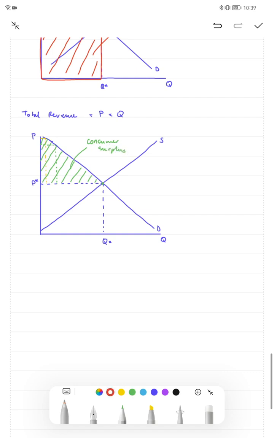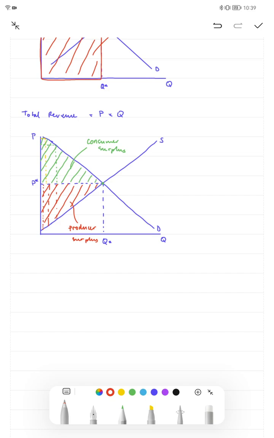Every producer as well. So this producer is willing to sell it for a very low price, but he manages to sell it for more. So that's a benefit to him. If you're willing to sell something for $1 but actually end up selling it for 10, that is a benefit to you. And the same concept happens for all of these producers. So this part here is how much the producers benefit. And this is called the producer surplus.